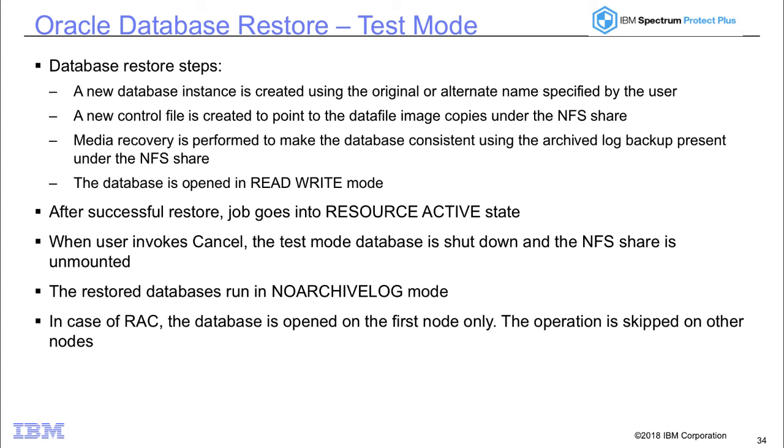After a successful restore, the job will go into a resource active mode on Spectrum Protect Plus. And then finally, when you cancel it, the test mode database will be shut down and the NFS share will be unmounted. So you can use it until that point. The restored databases will run in no archive log mode. And in the case of RAC, the database is going to be opened on the first node only, and operation will be skipped on other nodes.